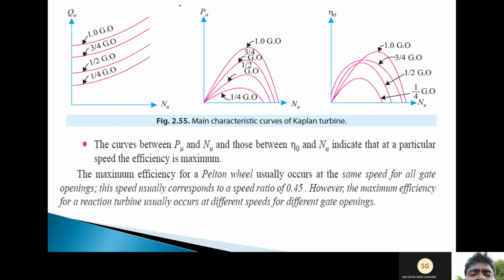In these curves, the Kaplan turbine curves, the power versus speed and efficiency versus speed curves indicate that at a particular speed the efficiency is maximum, as shown in the figures. In the second and third figures, the efficiency first rises, reaches a maximum value, and then falls in both the power versus speed curve and the efficiency versus speed curve.